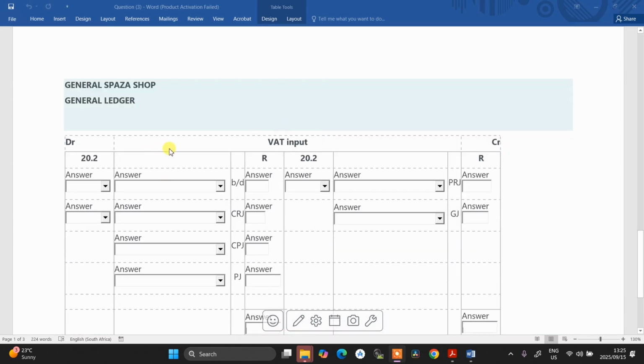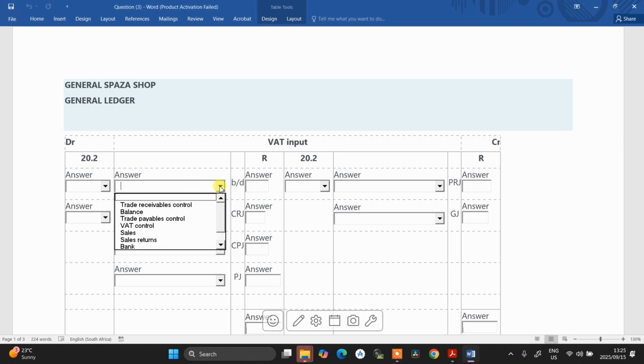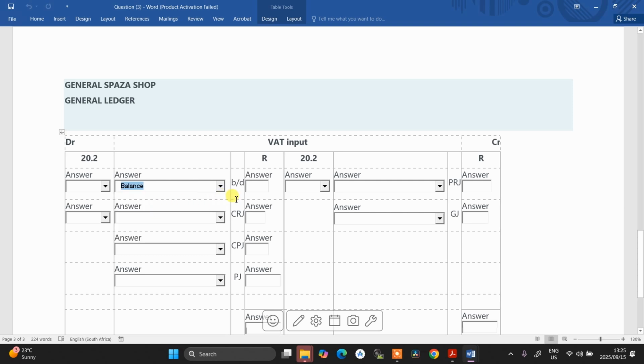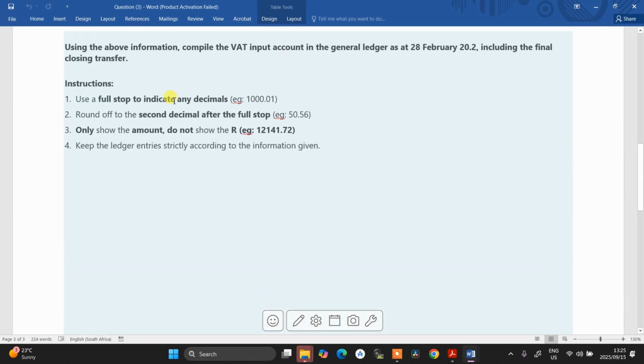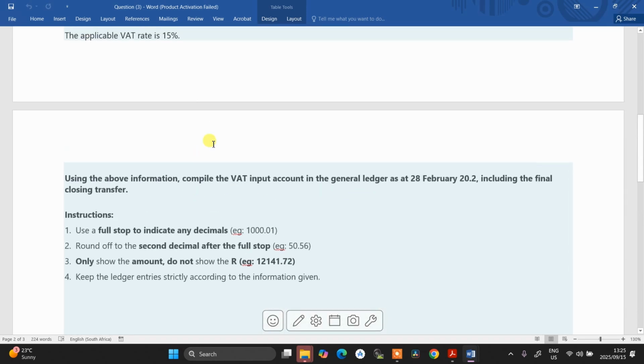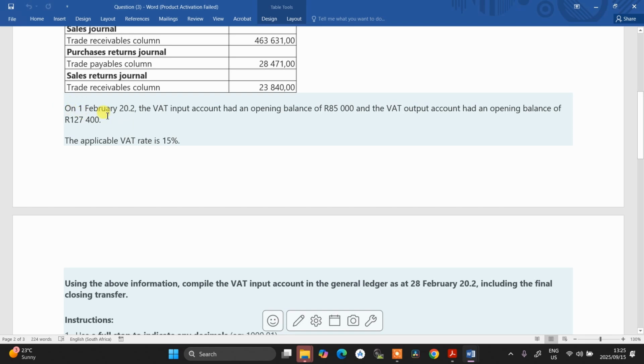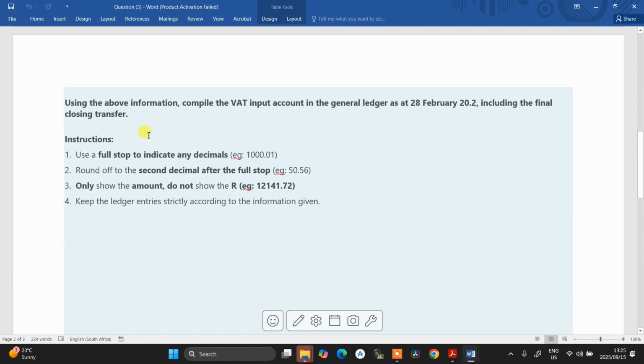If it has a debit balance, it simply means that we are going to write the amount here. So the amount is going to be recorded here. You're going to tell them that this is the balance. Search for balance and then write the amount here. It's 85,000, and you must record the date. So the date is going to be 1 February. This information was given to you on this statement here. On 1 February, the opening balance was 85,000.